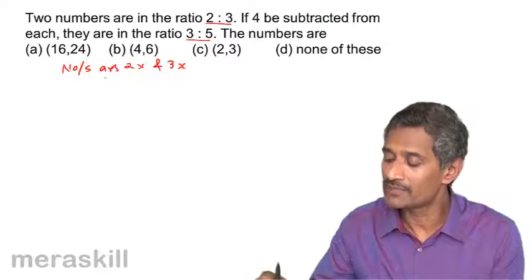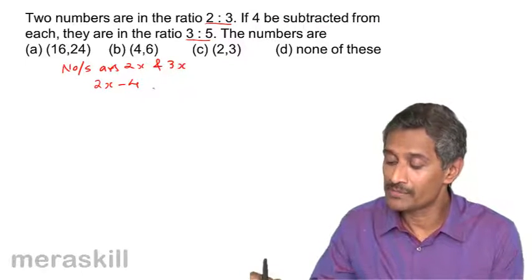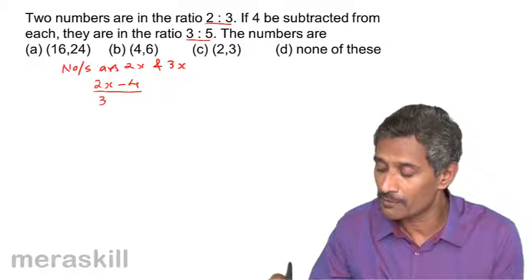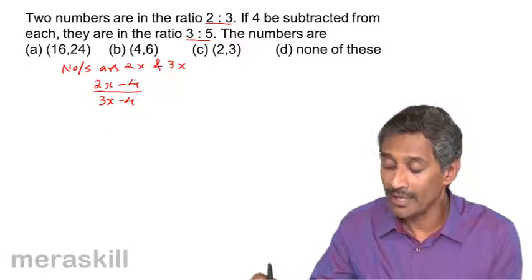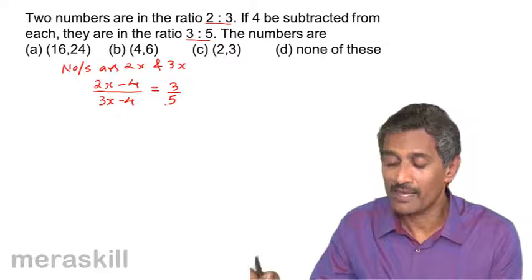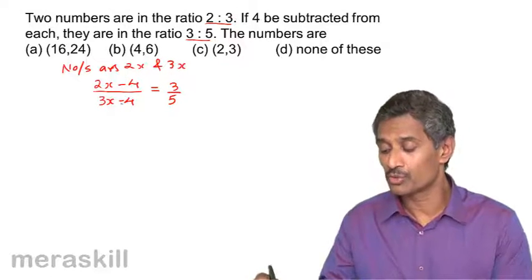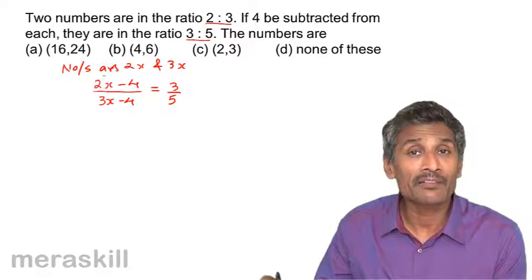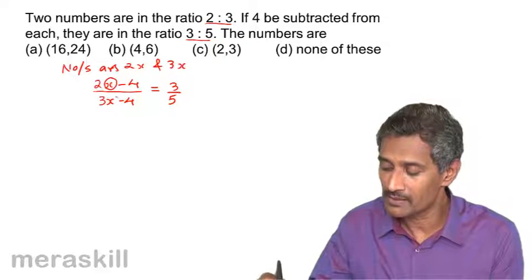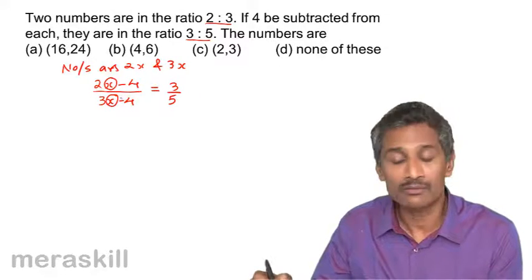4 is subtracted from each. So we have 2x minus 4 and 3x minus 4, and you're taking the ratio. So you're taking (2x minus 4) upon (3x minus 4), and this new ratio turns out to be 3/5. We just need to find the value of x, the common ratio factor. We need to find this and substitute, and 2 into that and 3 into that will give you the numbers.